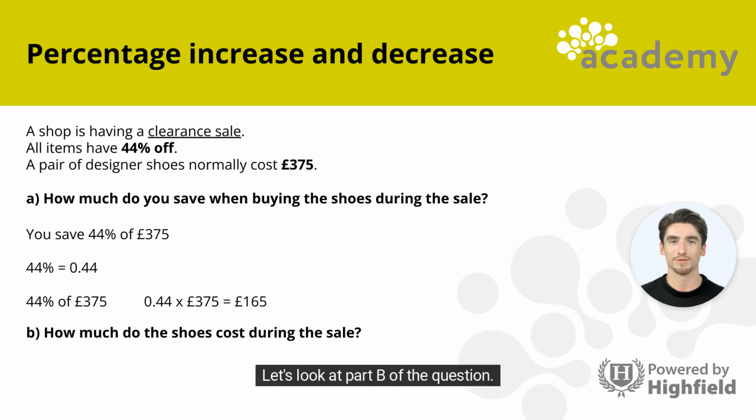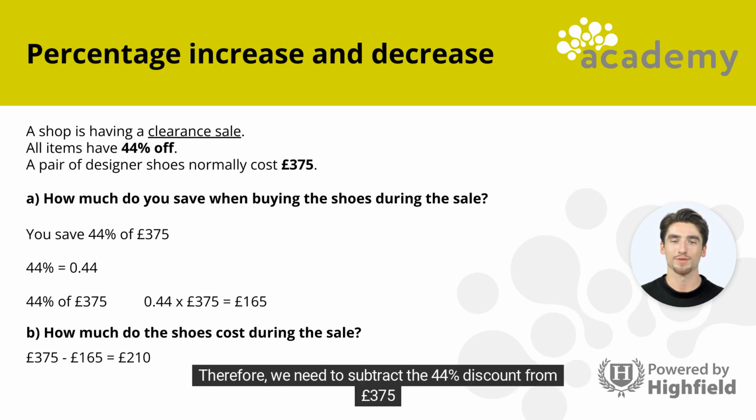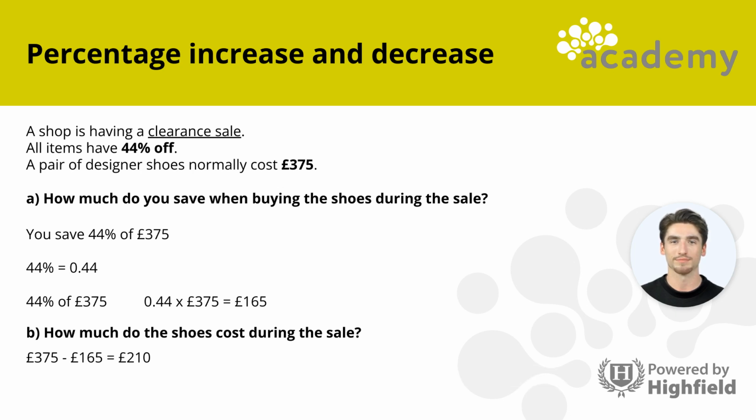Let's look at part B of the question. Calculate how much the shoes cost during the sale. As this is a sale, the shoes will become cheaper. Therefore, we need to subtract the 44% discount from £375. £375 minus £165 equals £210. The shoes will cost £210.